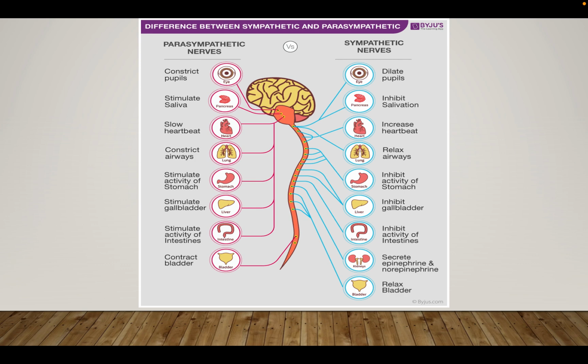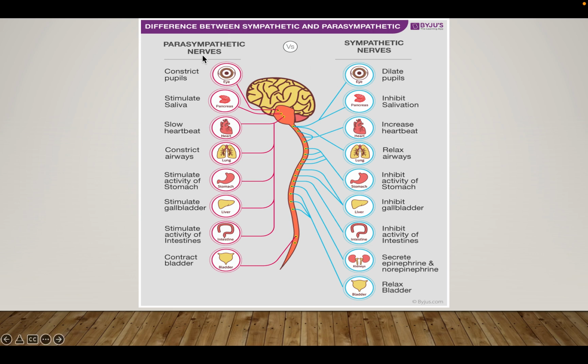You're going to inhibit stomach activity, gallbladder, inhibit activity of intestines, because at this point we're not overly concerned about digesting any food that we may have in our stomach. We're more concerned about bringing in enough air, oxygen, and pumping and circulating a sufficient amount of blood to different muscles and different regions of our body.